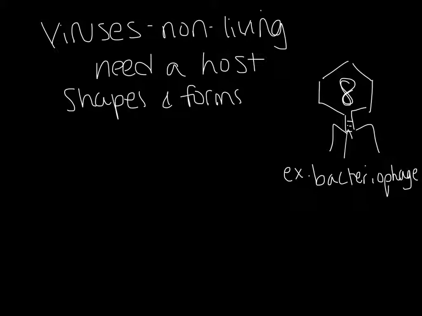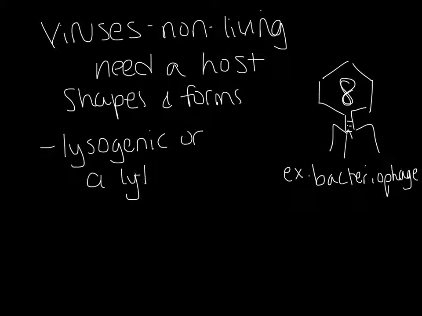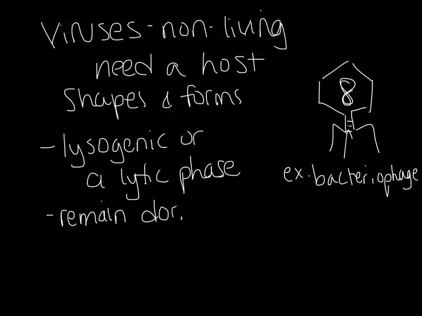They come in different shapes and forms. Because they need a host, they have mechanisms for getting into a bacteria and causing two forms. They replicate either in a lysogenic or a lytic phase, where one is they remain dormant versus causing an explosion.